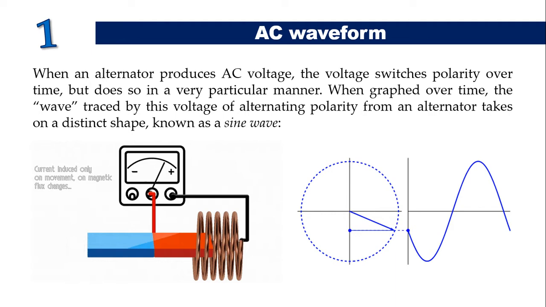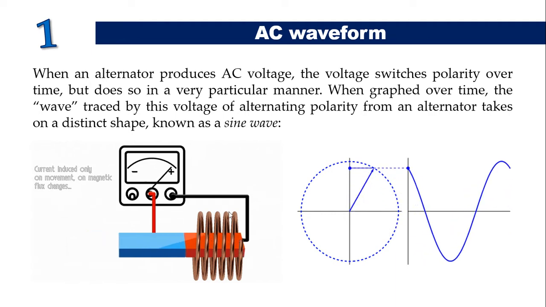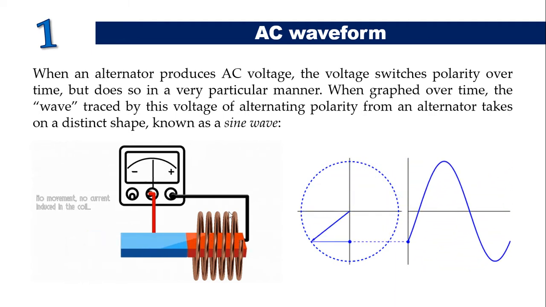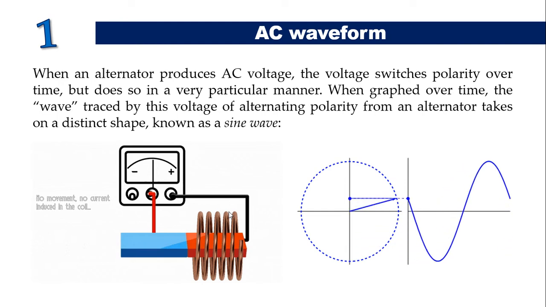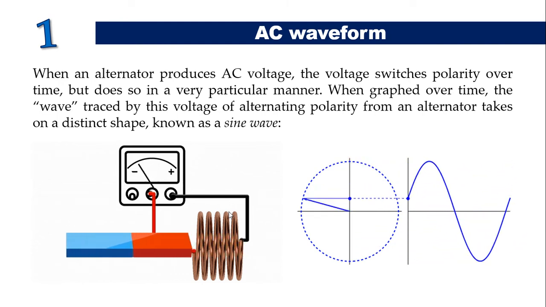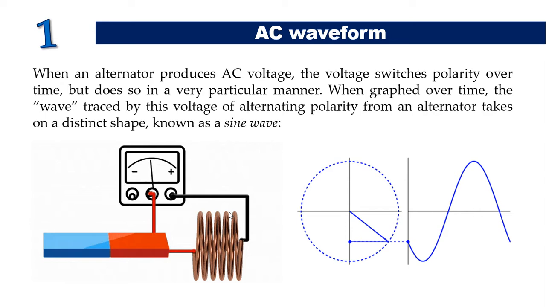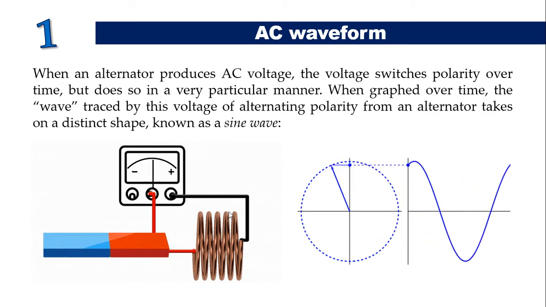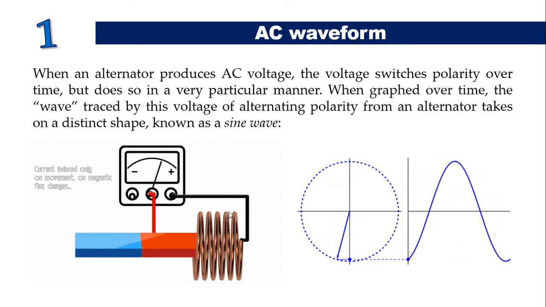When we graph this waveform over time, in the time domain, we get the wave traced by this voltage of alternating polarity from an alternator. So this is what it looks like. We call that a sine wave. This wave represents our AC voltage.